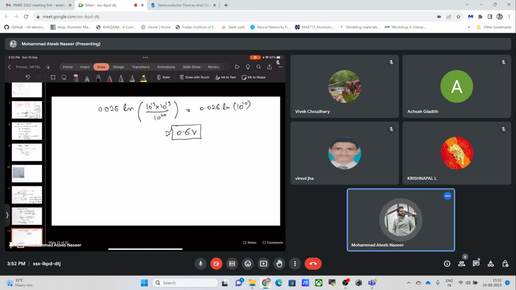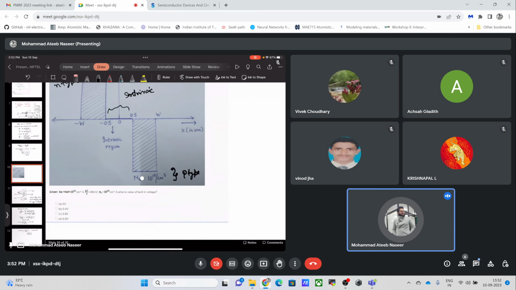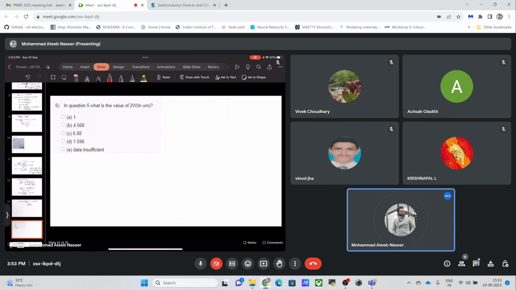Now let's check the options for this. This built-in voltage, this option C seems to be the correct option, as we got this 0.6 volt. So we have been able to find this built-in voltage for this material which was having N type of doping on one side and P type of doping on the other side, and there was some intrinsic region between the two.